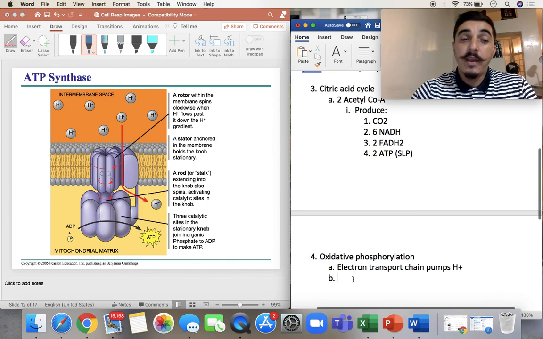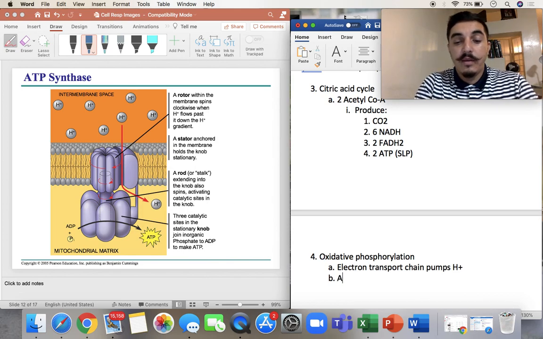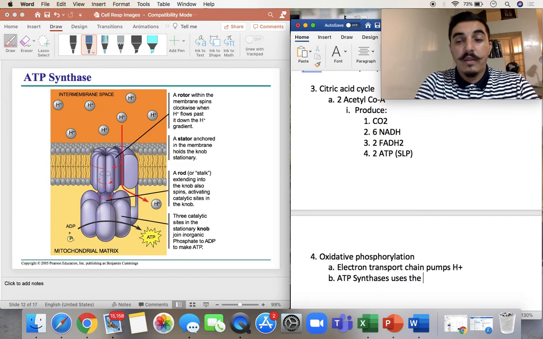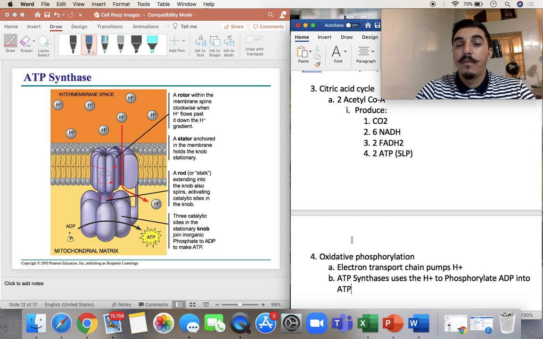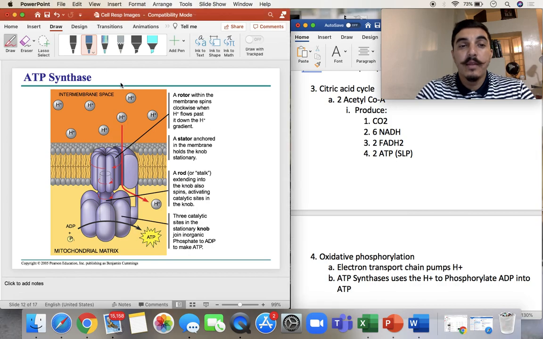The point is that ATP synthase uses the H plus to phosphorylate ADP into ATP. Let me say it again. This protein that's here on the membrane is going to use these H pluses, all of these H pluses that I was telling you about.